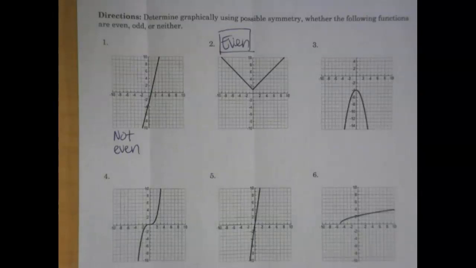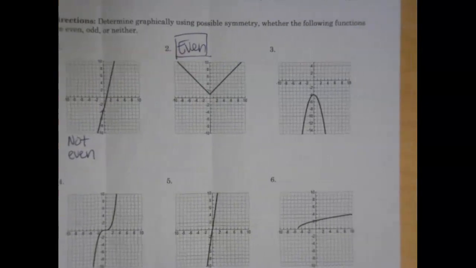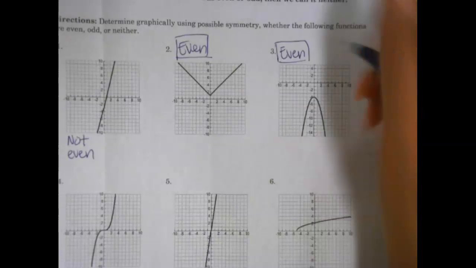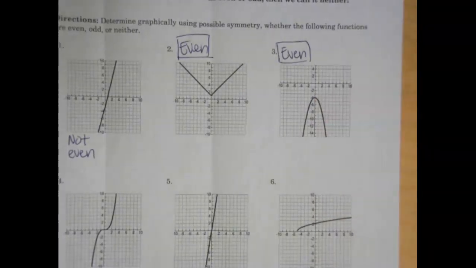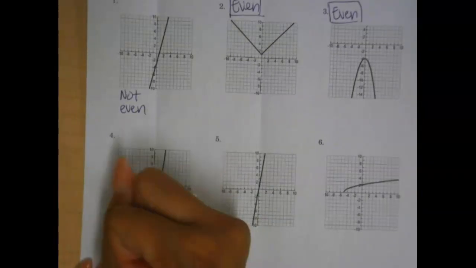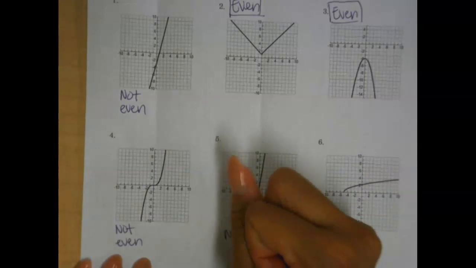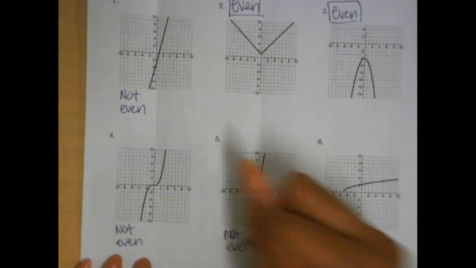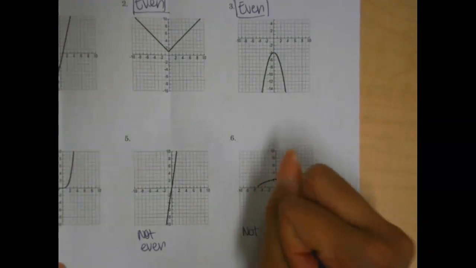All right, Joseph. For example 3, did this look to be even, yes or no? Yes, it is even. This one, if you fold it along the y-axis, so literally right along this vertical line, you should see both sides of that graph pretty much reflect on top of itself. What about number 4? No, this one unfortunately is not even. Number 5? Not even. And then for number 6? Not even as well.